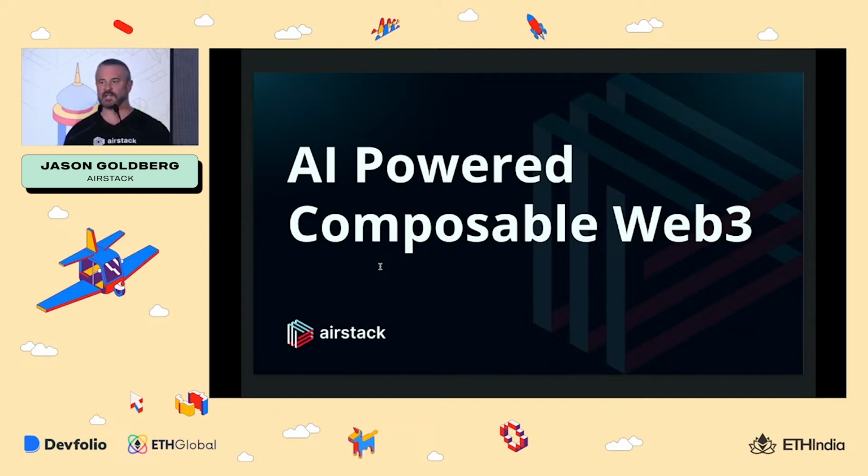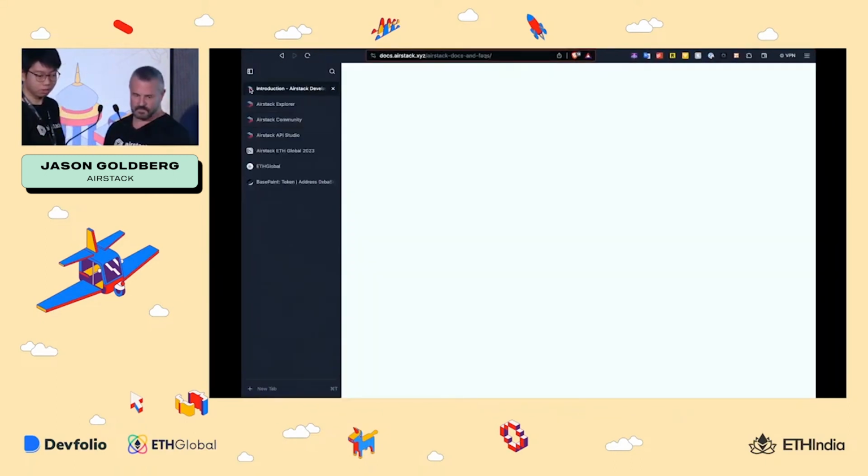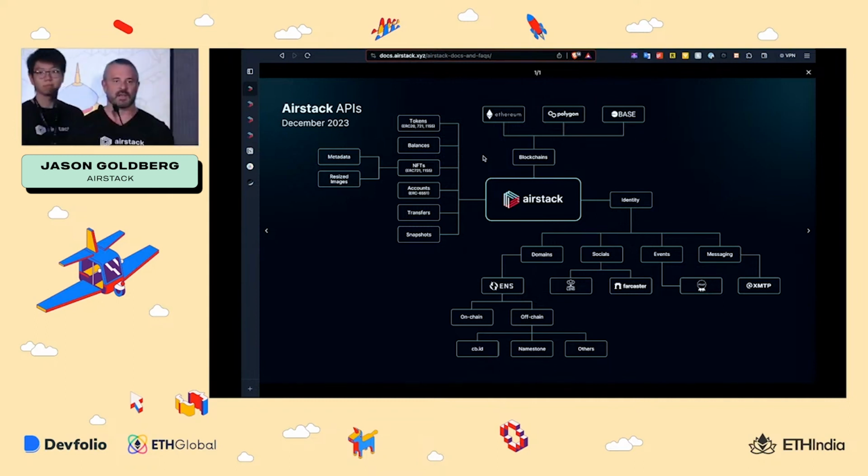The blockchains that we actually cover, can we show the diagram for a sec? Yep. So this is a diagram of our APIs. The blockchains that we cover, first Ethereum, Polygon, and Base. We index every transaction on those blockchains within seconds of them finalizing.